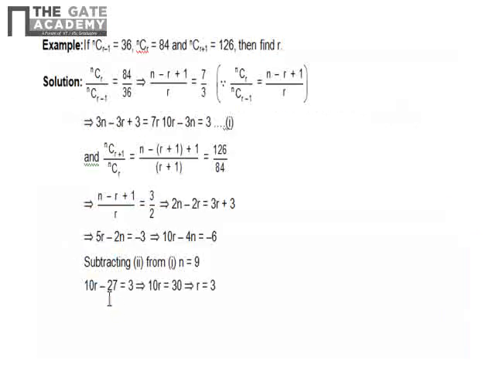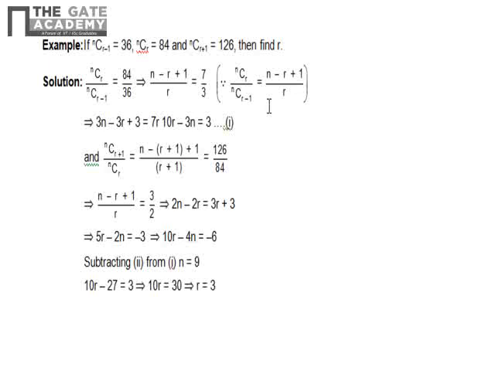Now we'll see one example where they have given combination values and we have to find the value of r. Here they have written that nC(r minus 1) is 36, nCr is equal to 84, and nC(r plus 1) is equal to 126. Then find the value of r. So nCr upon nC(r minus 1) is equal to 84 by 36. If you simplify this by putting that formula, you'll get this.